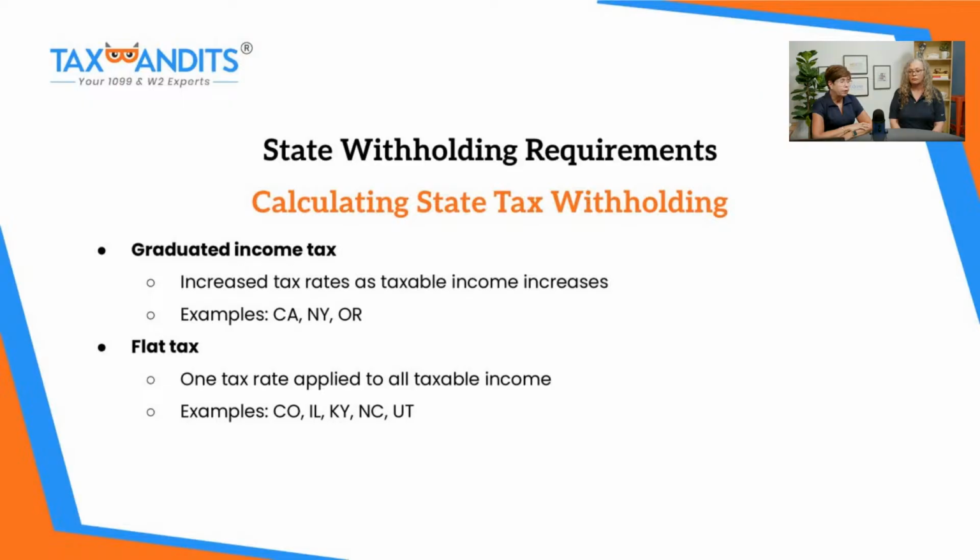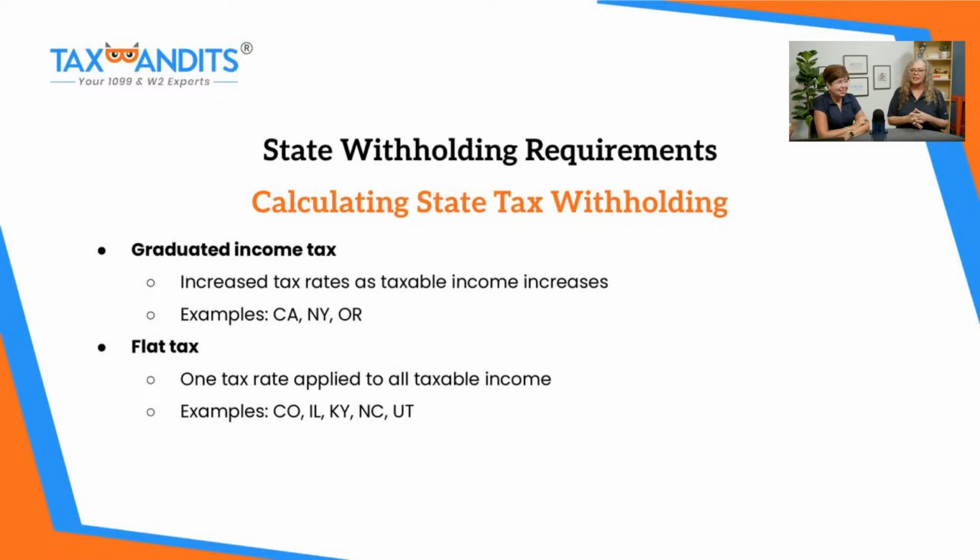Can you tell us about the graduated income tax? Okay, so that is when your tax rates increase as your taxable income increases. Examples are California, New York, and Oregon. But basically, the more you make, the more you're going to be taxed. Yeah, exactly. The state is going to get their money, as well as the federal. They're going to get their money too.